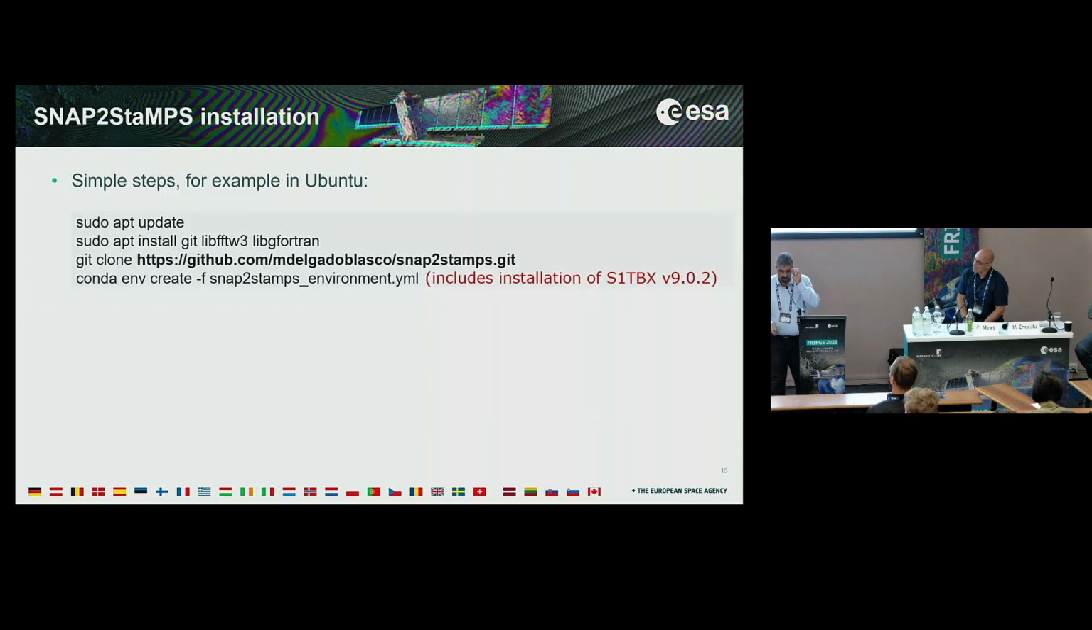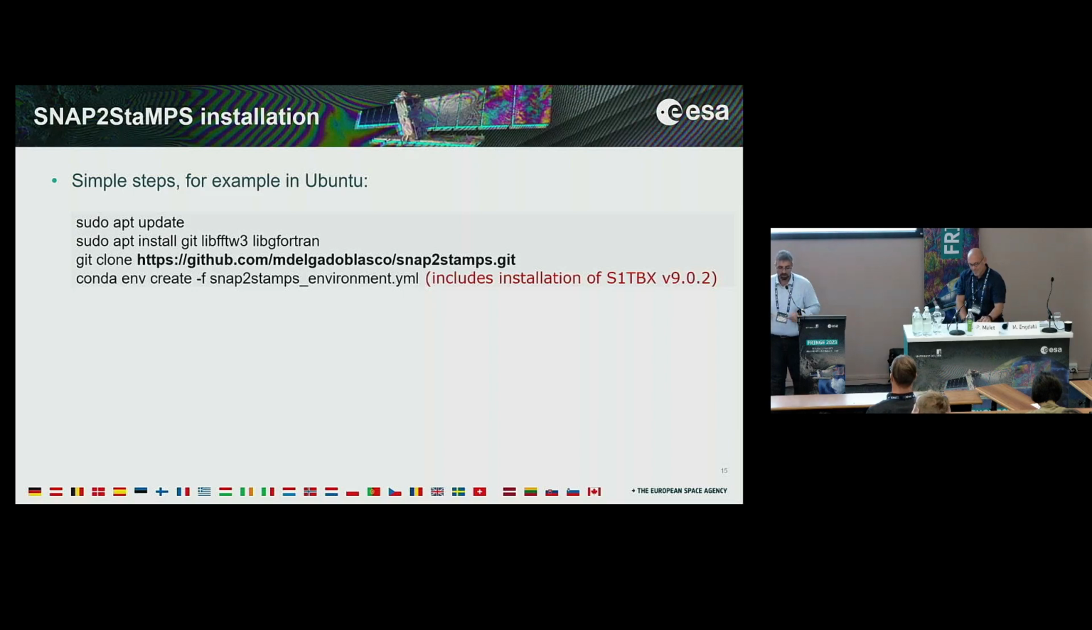So now the installation is only these 4 steps. If you are using Ubuntu, for example, you have to install the dependencies of SNAP, which are the libraries of FFTW and libgfortran, to create the interferograms properly. These operators need these 2 packages.